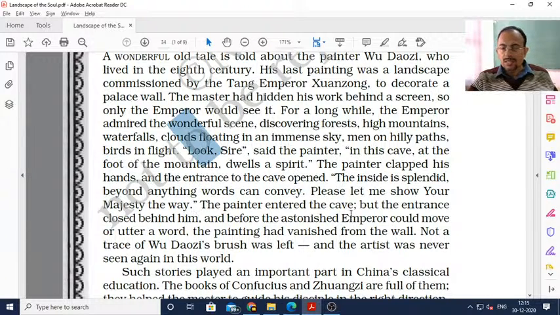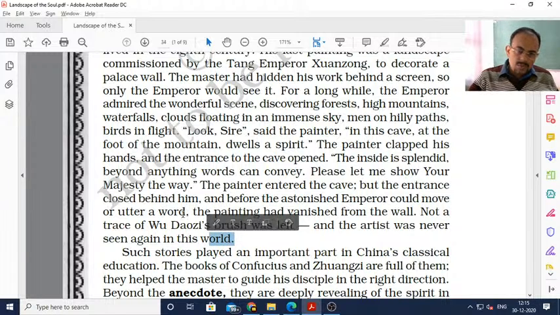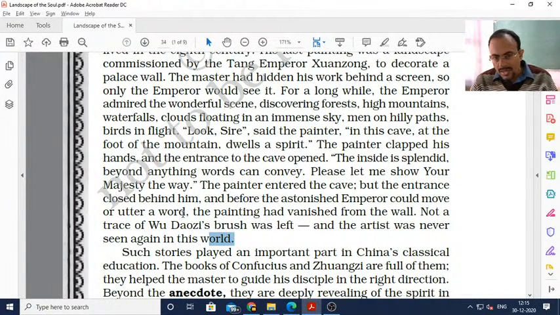The painter entered the cave, but the entrance closed behind him, and before the astonished emperor could move or utter a word, the painting had vanished from the wall. Not a trace of Wu Daoji's brush was left, and the artist was never seen again in this world. It appears to be really very much unrealistic, of course, but what the writer wants to say is that whenever the Chinese painted something, there was some spiritual element involved in it.